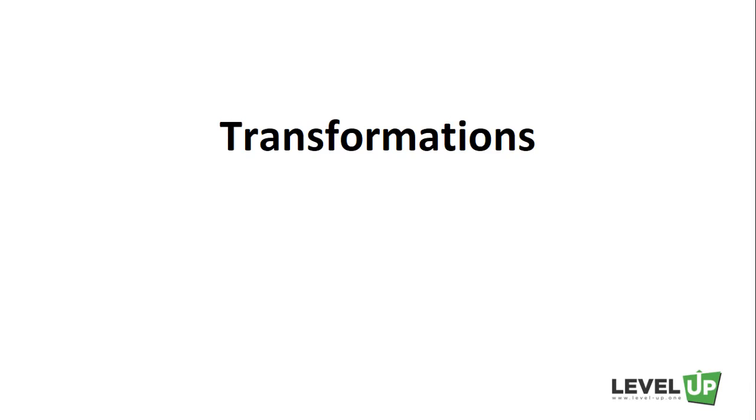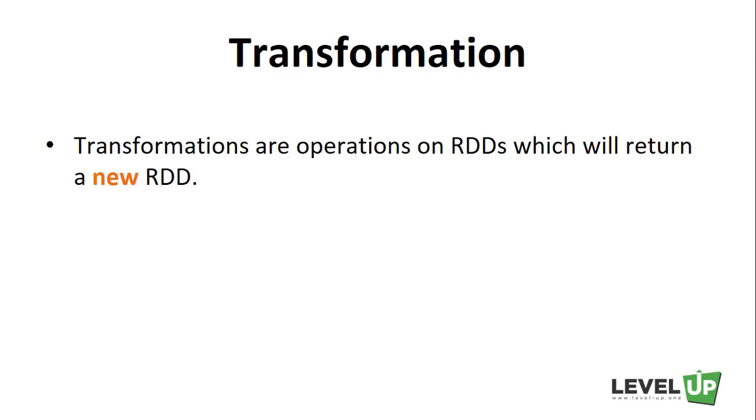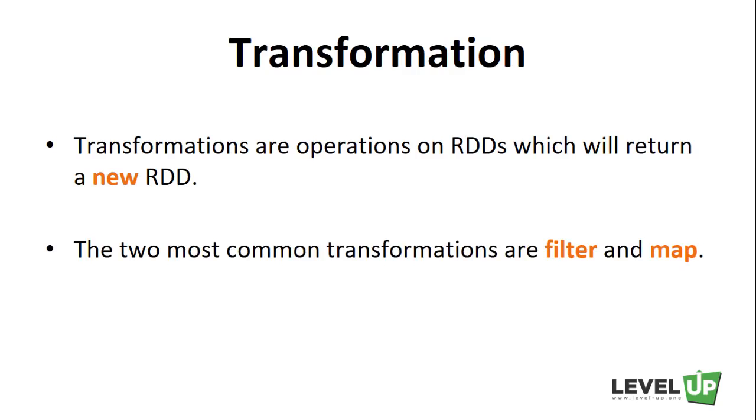In previous lectures, RDD supports two types of operations: transformations and actions. In this lecture, we'll be talking about transformations. Transformations are operations on RDDs which will return a new RDD. Keep in mind that transformations will return a new RDD instead of mutating the existing input RDD. The two most common transformations are filter and map.